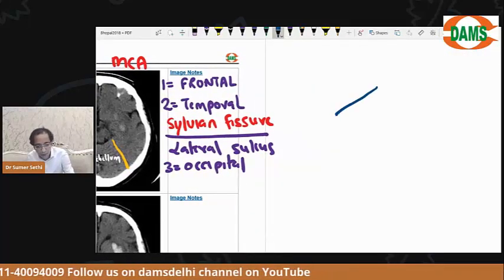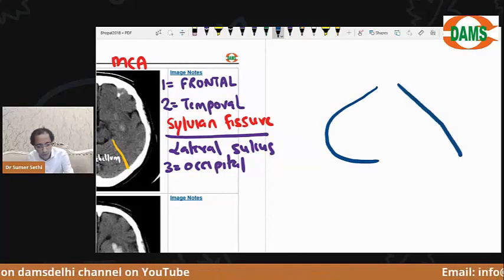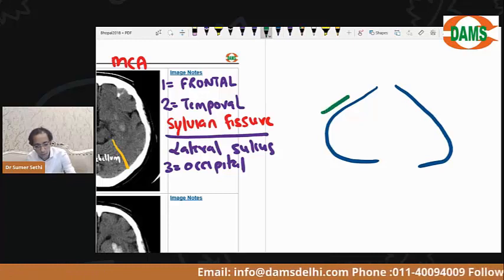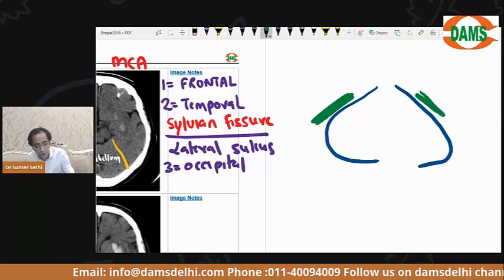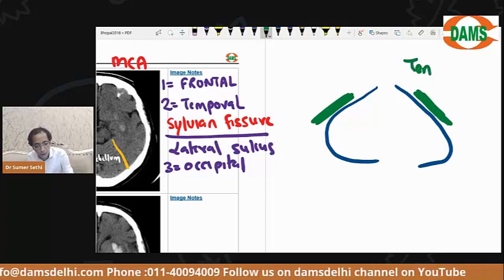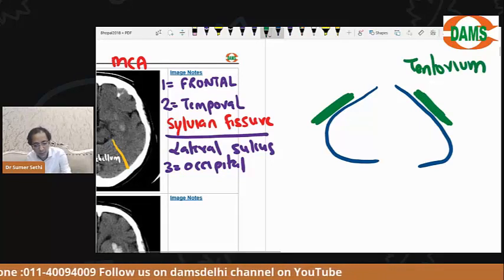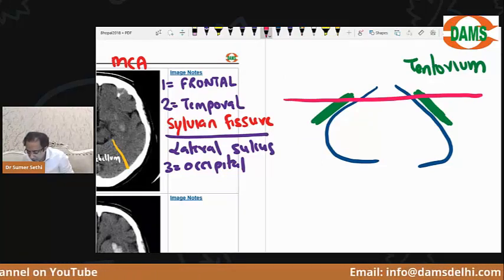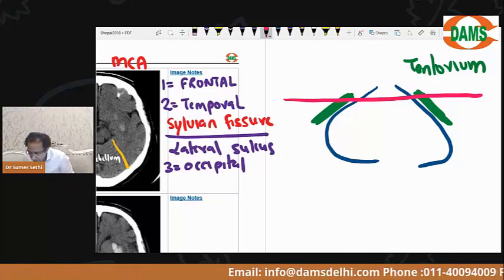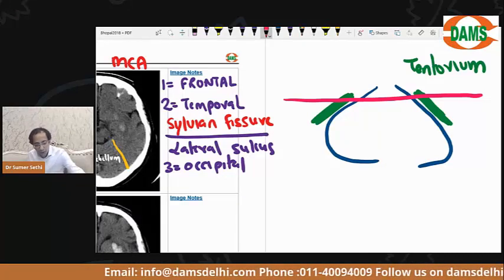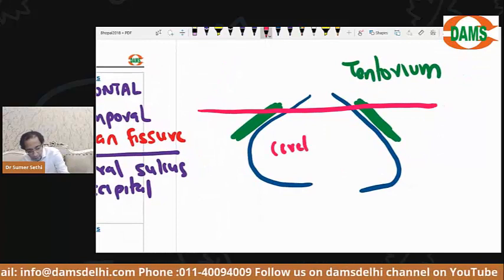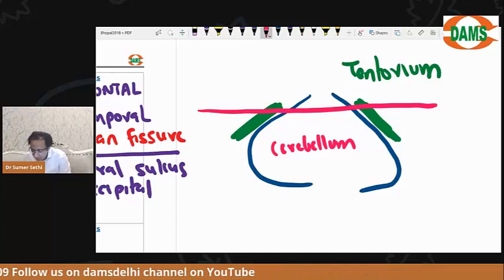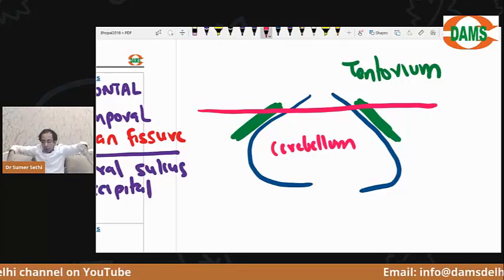If you remember, this is how in anatomy they used to draw the cerebellum. And above it there was a fold of dura, a dural fold called the tentorium. So the section that you're looking at is actually like this. I'm repeating for you. This is your cerebellum. The green things are your tentorium. It is shaped like a tent, like this. That's why we call it tentorium.